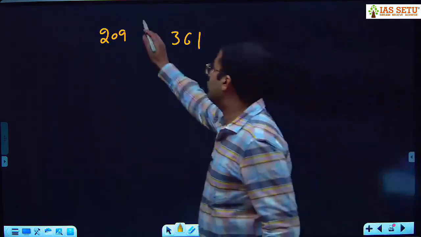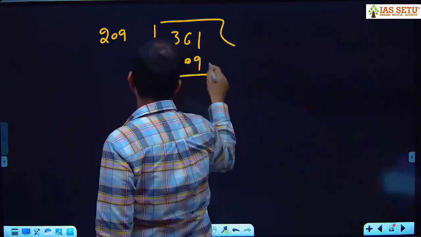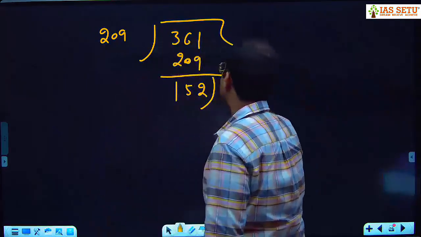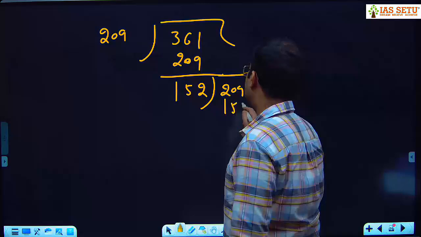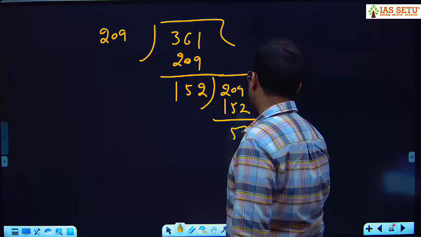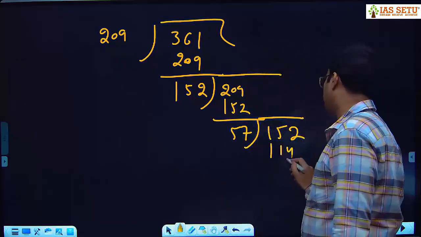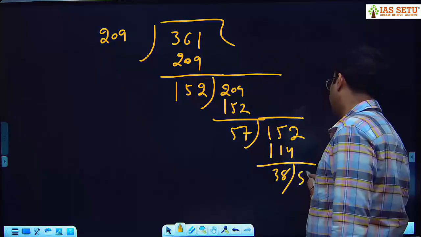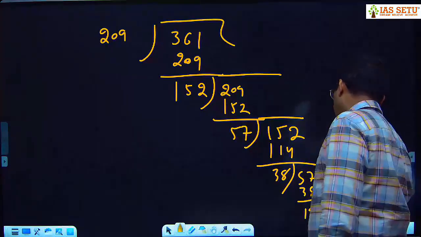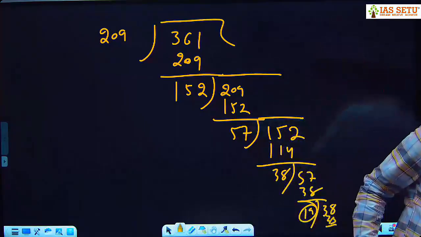So here what we do, divide the larger number by the smaller number. 209. So this is 152, 209. So here 152, 57, 152, 57 to the 114, this is 38, 57, 38, 19, 38. So the last divisor is 19. So the HCF of these given two numbers is 19.